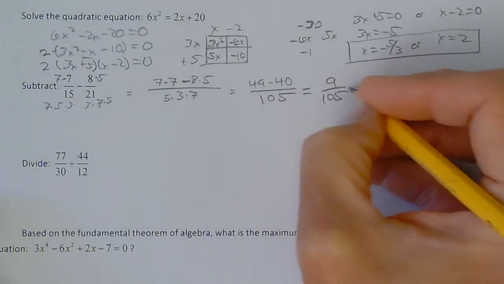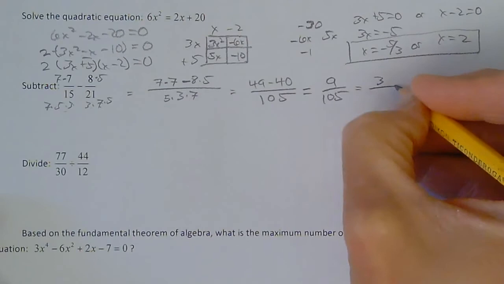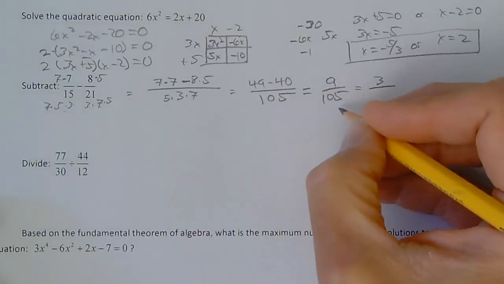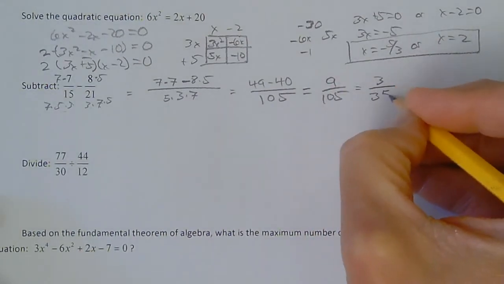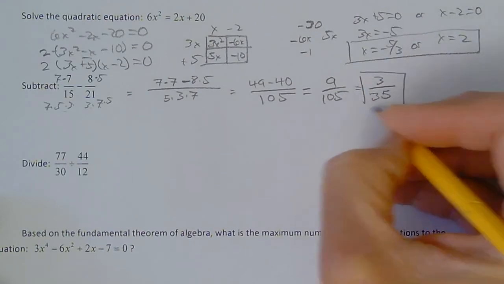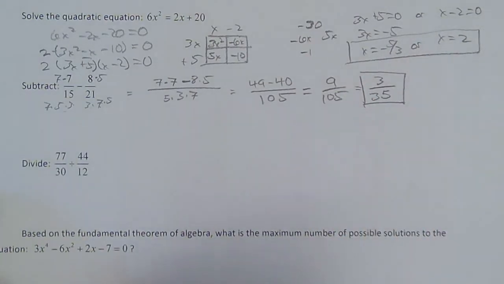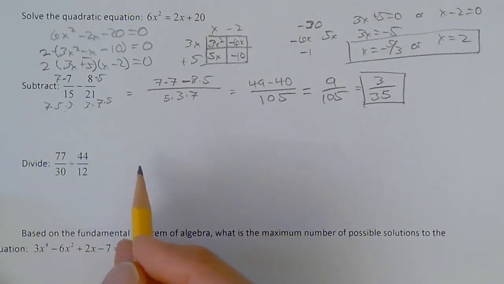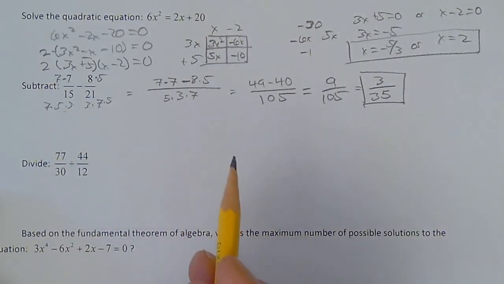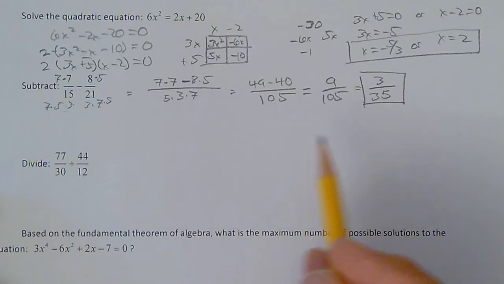Those are both divisible by 3. So that's 3 over, and that goes in there 35 times. So the answer here is 3/35. So finding the common denominator, doing the subtraction, finding that can be reduced after that.